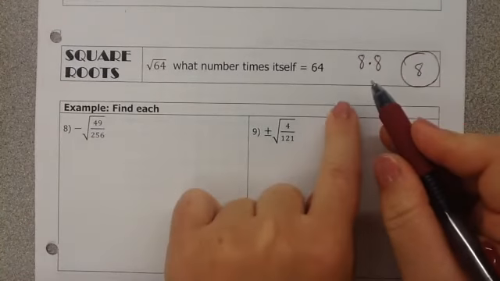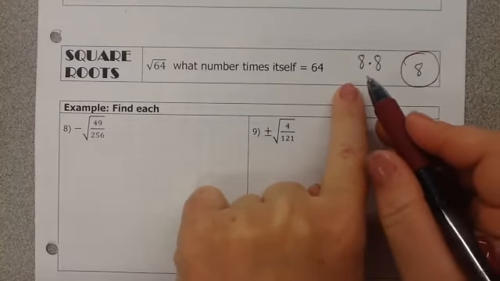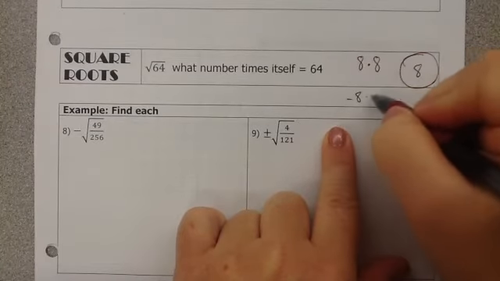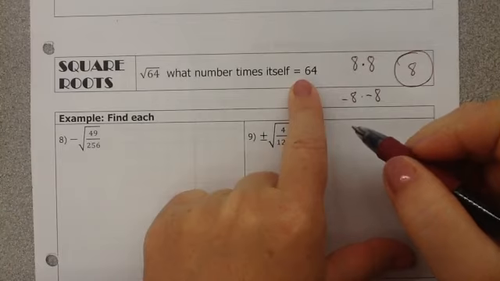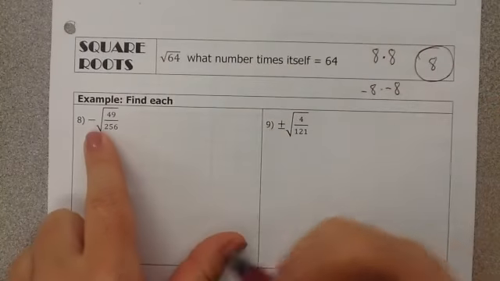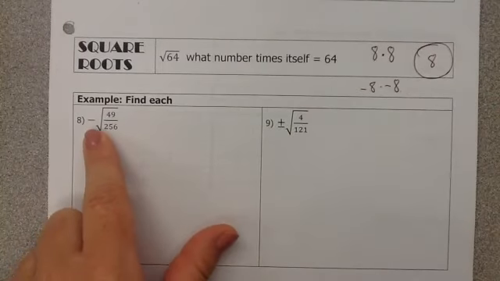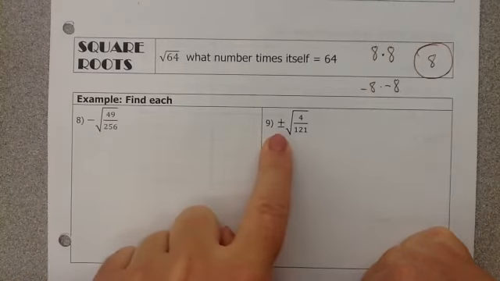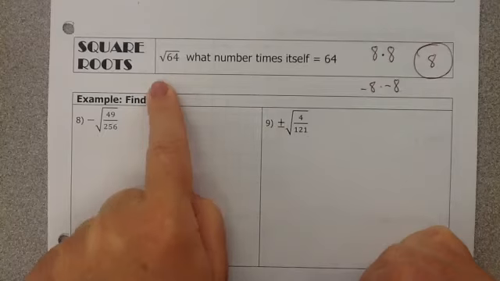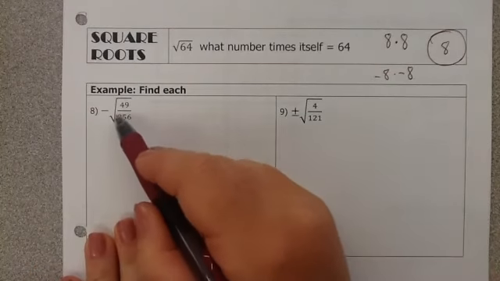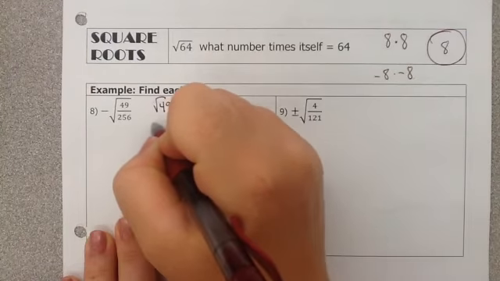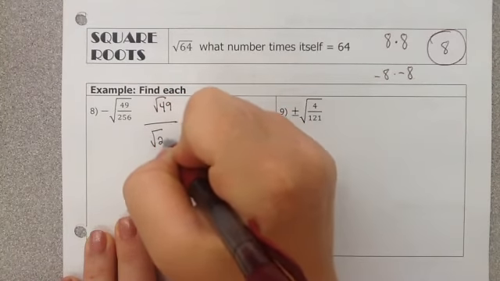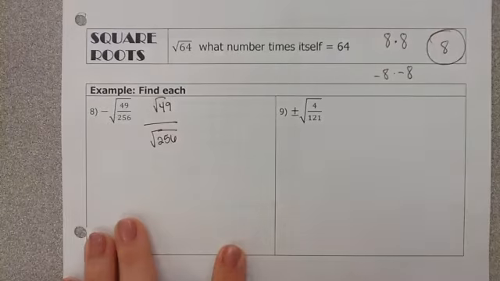It could also be negative times a negative. So negative 8 times negative 8. Because that also gives you positive 64. It only wants the negative version if it has a negative here. This one would want the positive and the negative. Okay. So for an example like this, we need to figure out the square root of 49 and the square root of 256 separately.